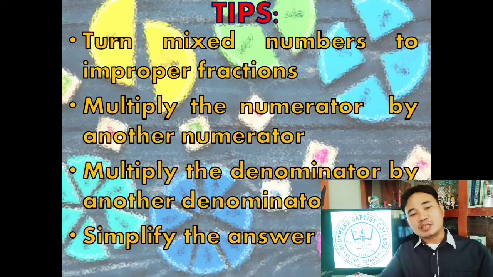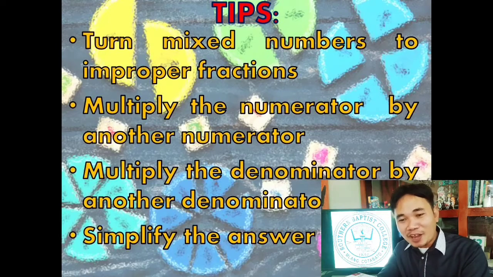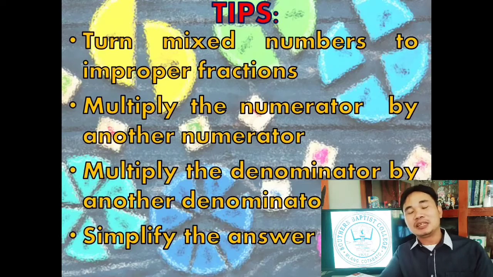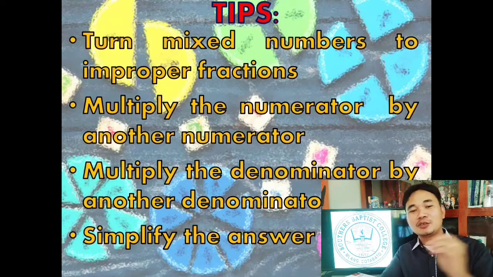And lastly, since it is improper, most likely you are going to have an improper fraction as your answer. So, you need to simplify your answer. And the simplest form of an improper fraction is a mixed number. So, ang scenario is from mixed number to fraction, and then after fraction, babalik mo ulit siya sa mixed number. That would be the scenario. So, mixed number to improper fraction to mixed number. Okay? So, let's have an example.